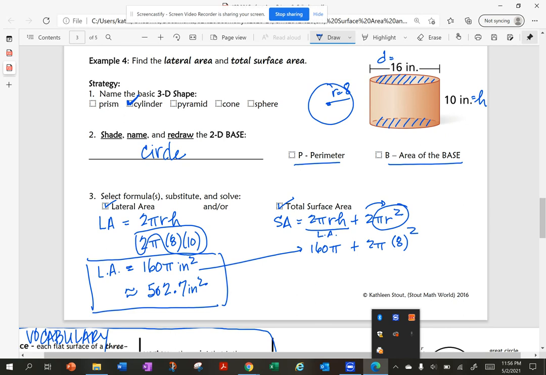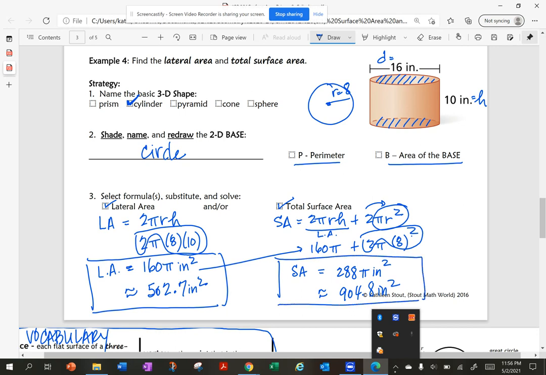Okay, so again, I am going to write this in terms of pi exactly. So I'm going to multiply 2 times 8 squared and add that to 160 pi. So exactly, I get 288 pi inches squared. And rounding out pi, I get 904.8 inches squared. That's it.